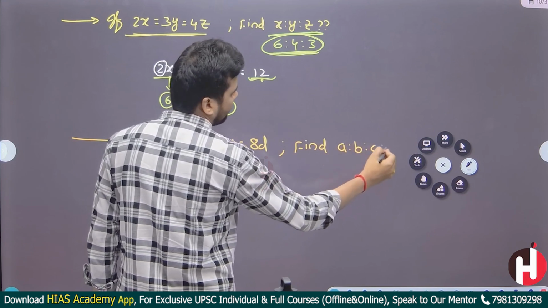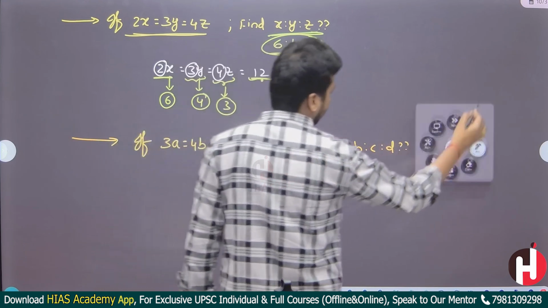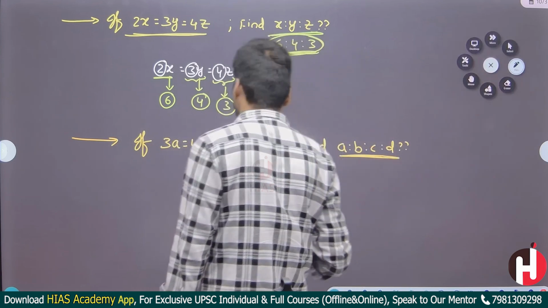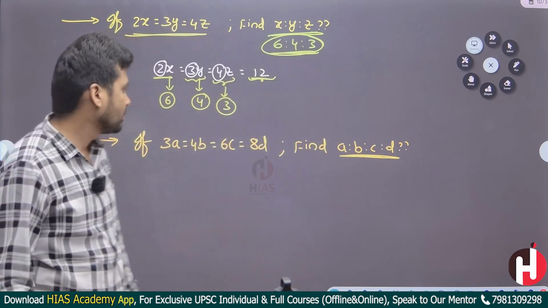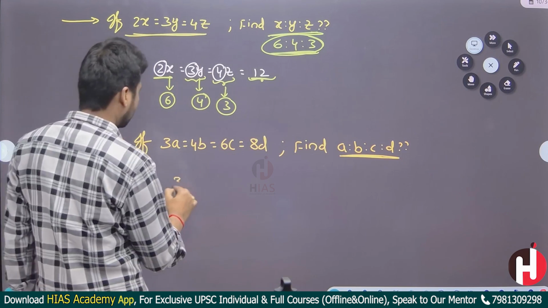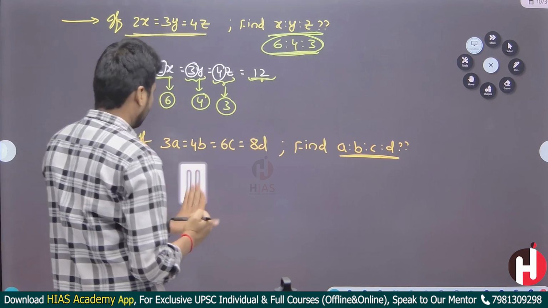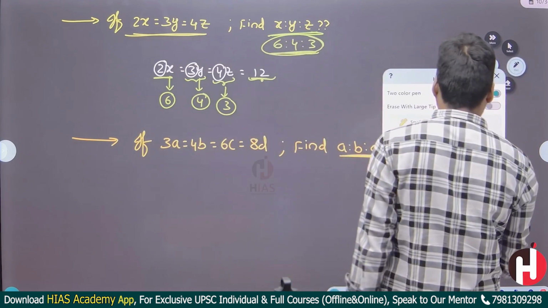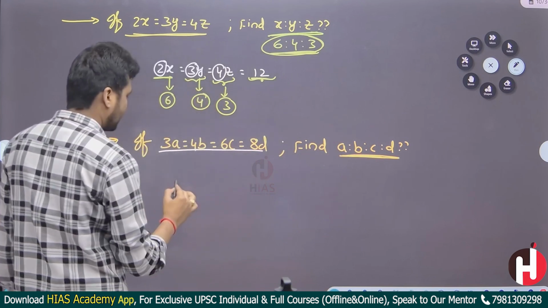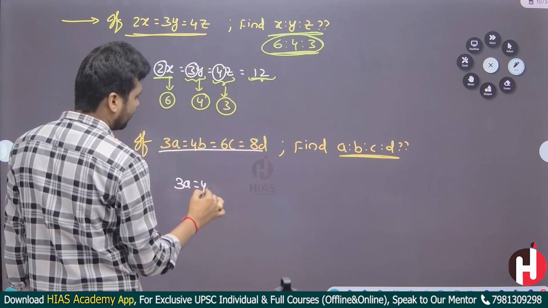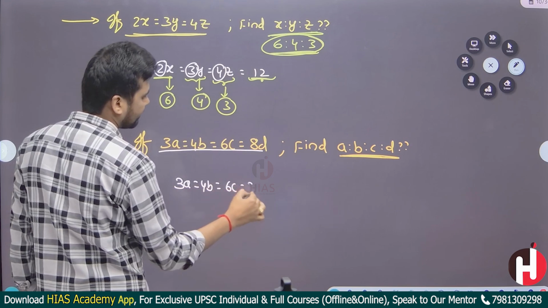Write the next problem. All of you tell me the answer. It is given that 3a is equal to 4b is equal to 6c is equal to 8d, then find a is to b is to c is to d. So 3a is equal to 4b is equal to 6c is equal to 8d is given.